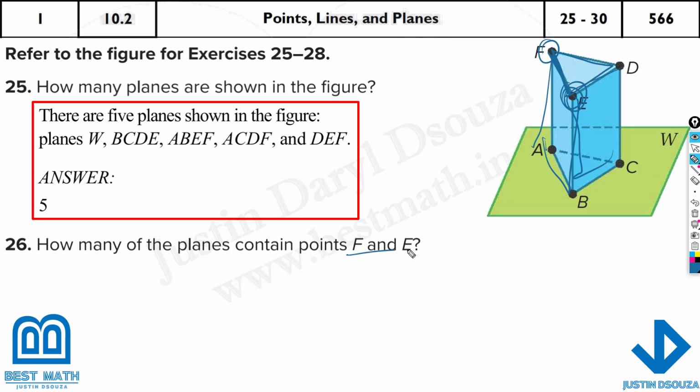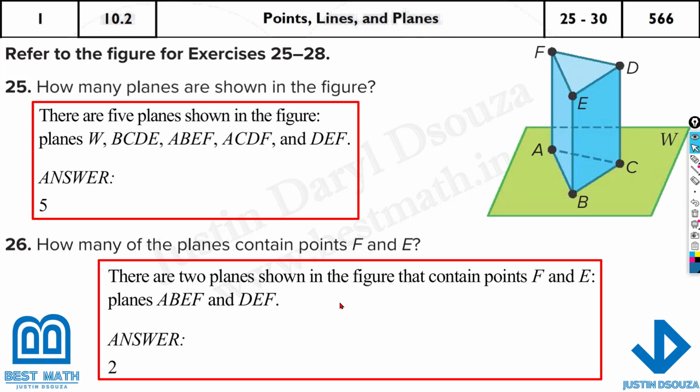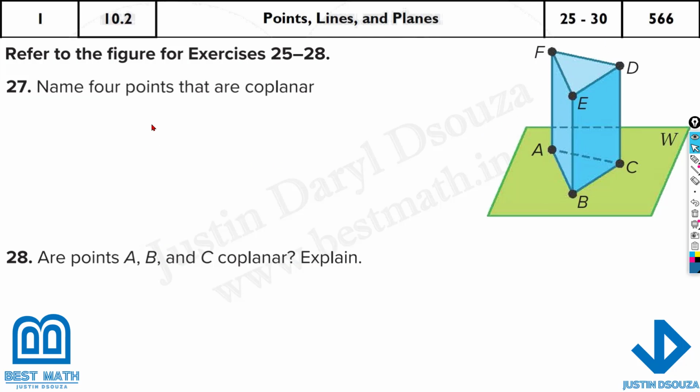How many planes contain points F and E? Both must be there. It's only the 2 planes. None of the others can do it. So it's only 2, A, B, E, F, and D, F. Yeah. Name 4 points that are coplanar.